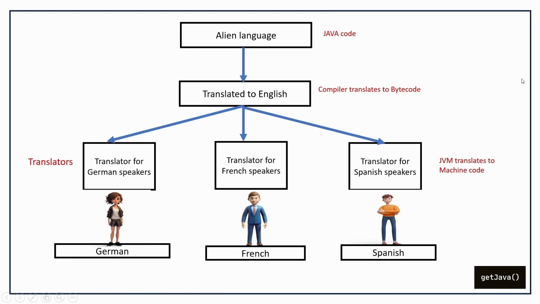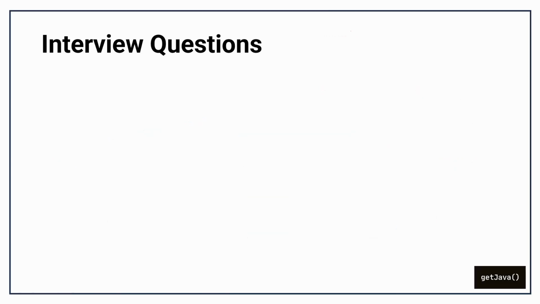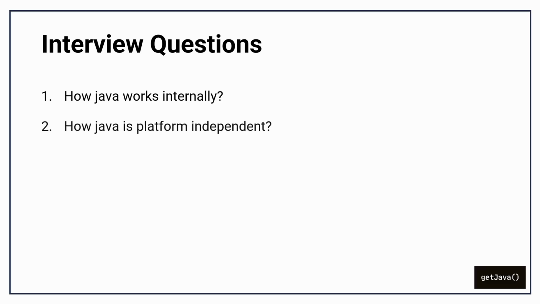Now we will be seeing some interview questions related to the working of Java. Let's have a look at some of the interview questions on this topic. First question is how Java works internally. We have already discussed it. Second is how Java is platform independent. Again, we have seen how Java achieves its platform independence. Third question is, is Java platform independent? Yes, overall Java is a platform independent language.